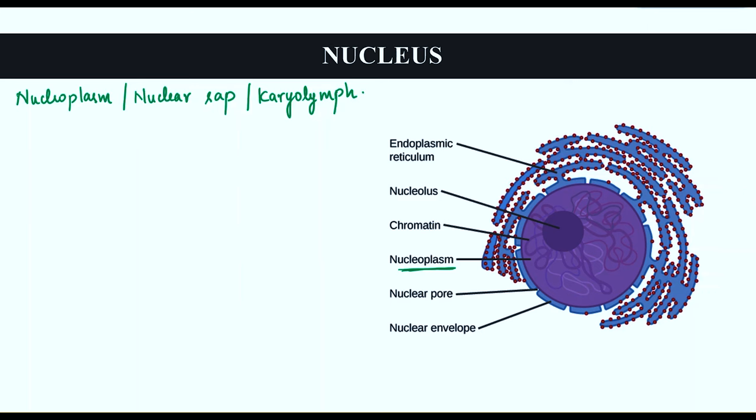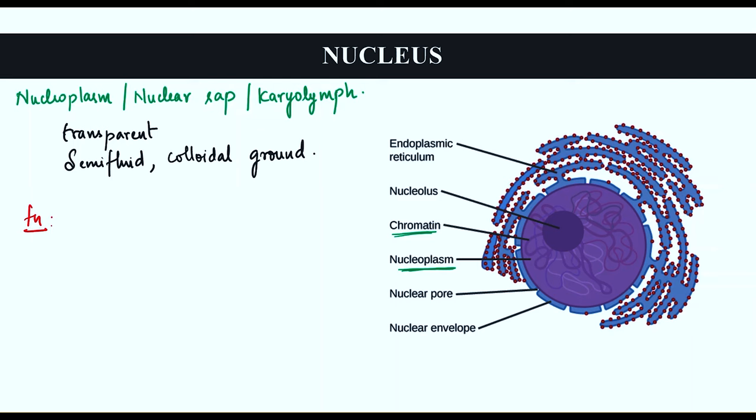So what do you mean by chromatin fiber? It is nothing but chromatin. This chromatin, the thread-like substance, goes here and there, right? These are the chromatin fibers, and they are present in the nucleoplasm only. So it is transparent, semi-fluid, and a colloidal ground in which the chromatin fibers are present. What is the function of this nucleoplasm?